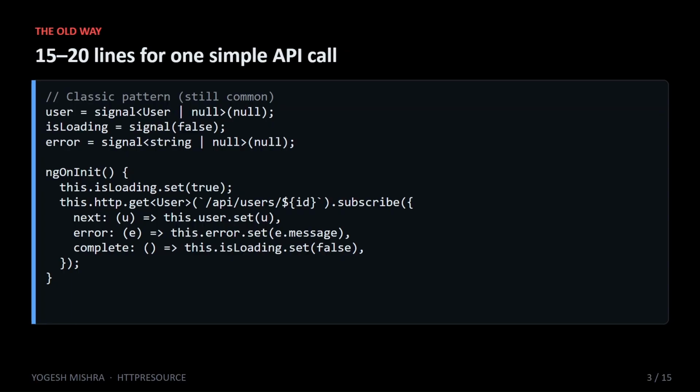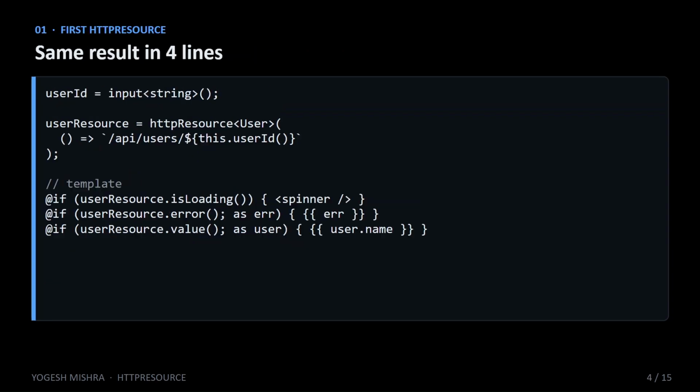This code gets copy pasted in almost every component. In a real dashboard, you might have 8 to 10 such calls. The boilerplate multiplies very fast. This is exactly the problem httpResource was designed to solve.